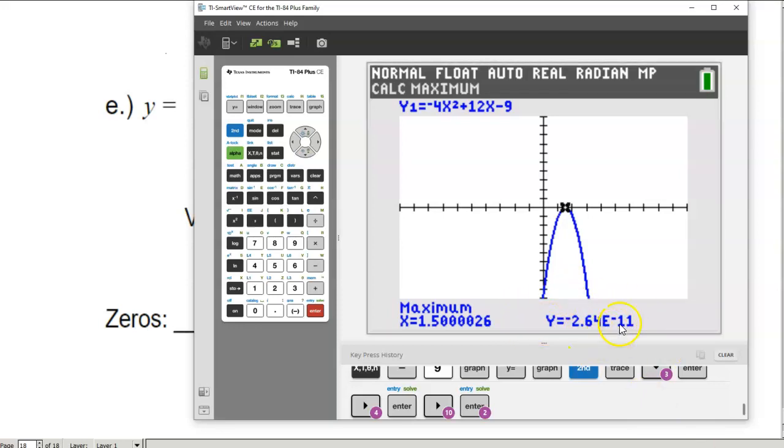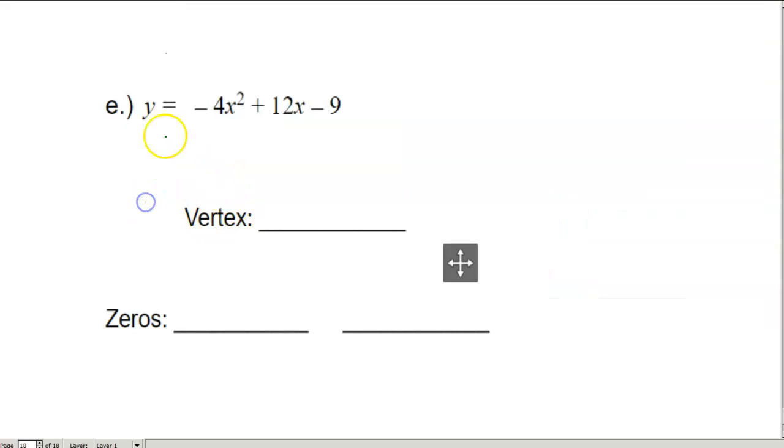So when you see this, don't get confused. That's just a really, really tiny number, and for some reason, it just doesn't put y equals 0 there. But the vertex here is going to be 1.5 comma 0, as you can see on the graph. So for this practice problem, I'd say 1.5 and 0.